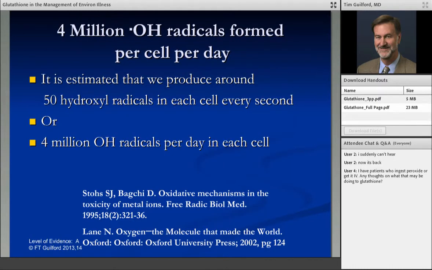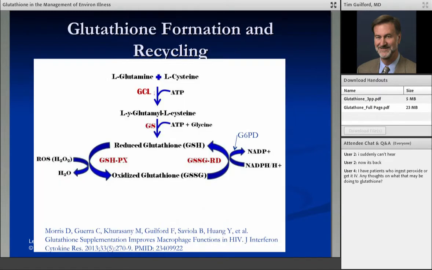And this is because it's estimated that there's 50 hydroxyl radicals formed in each cell every second, or 4 million hydroxyl radicals per day in each cell. So this is a reaction that your body is using quite a bit, and explains why people who have deficiencies in G6PD may get into trouble.